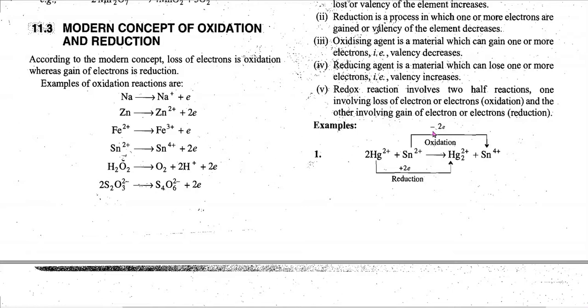There is a loss of 2 electrons from Sn2+. We say that Sn2+ undergoes oxidation and forms Sn4+. So this Sn2+ which undergoes oxidation is called reducing agent, and this Hg2+ which undergoes reduction is called oxidizing agent. So this is oxidizing agent and this is reducing agent.